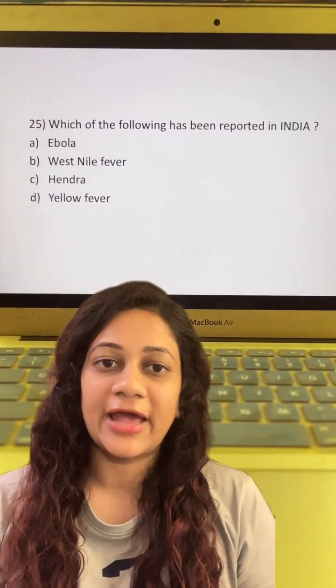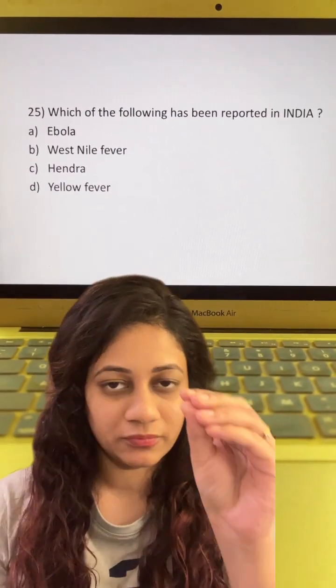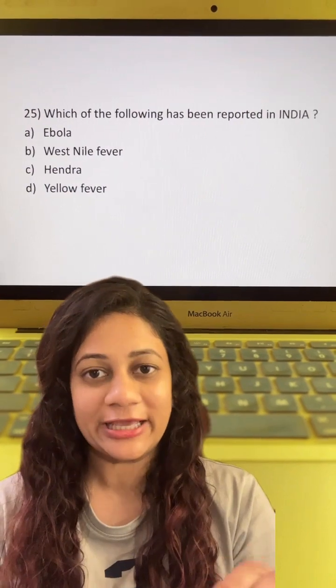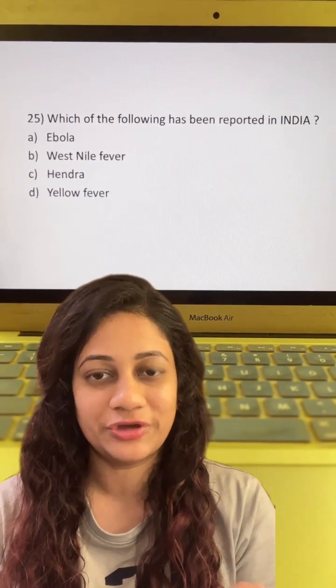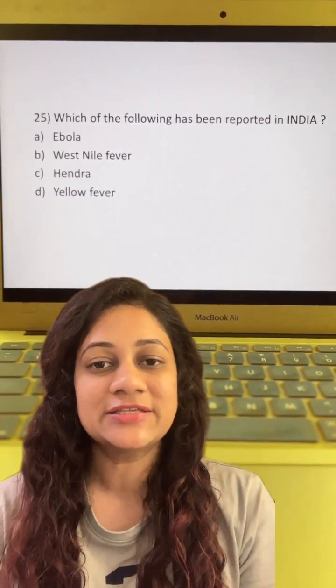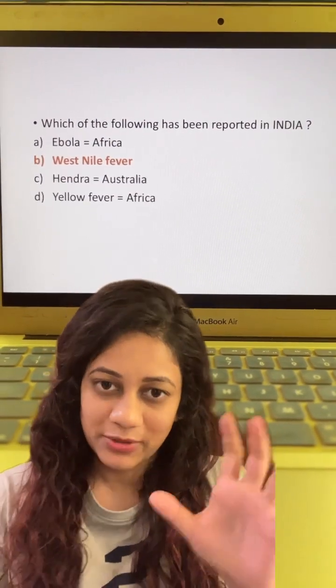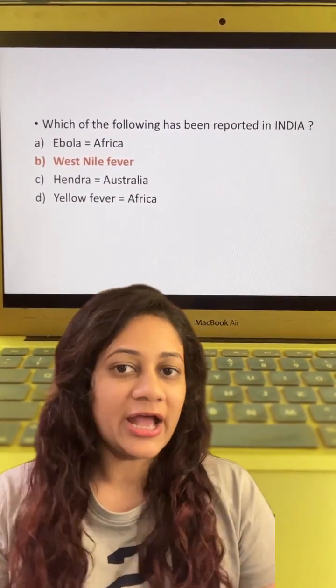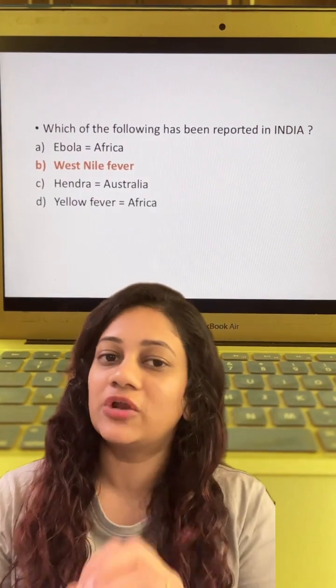Which of the following has been reported in India? Although all four options are exotic, Ebola, West Nile, Hendra, yellow fever, out of all these, West Nile fever has been reported in India. Ebola is Africa, Hendra is Australia, and yellow fever is Africa.